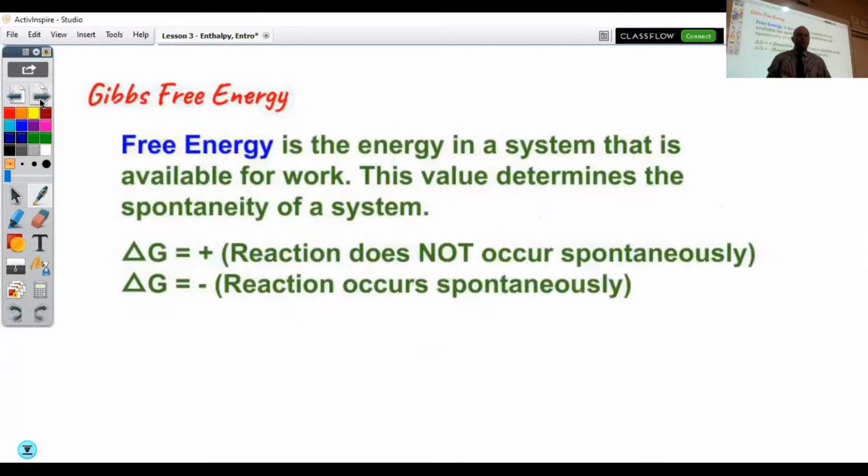So now we're going to talk briefly about free energy. It says free energy is the energy in a system that is available for work, and this value determines whether a reaction is spontaneous or not. So basically whether the reaction occurs or does not occur. Everyone assumes that when you put 2 reactants together, something's always going to happen, but that's not actually true. Sometimes when you put 2 things together, nothing happens at all. So determining whether or not a reaction is going to take place, you can do that using free energy. If you look behind me, a delta G value that is positive means that the reaction does not occur spontaneously, and it's actually a delta G value that is negative that indicates that a reaction does occur.